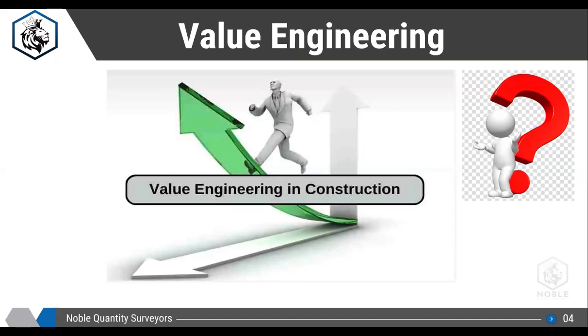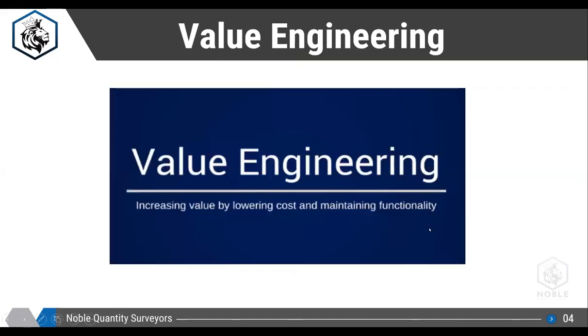So many answers. Good. So actually, value engineering is a combination of three things. The first one is increasing the value. The second is lowering the cost. The third one is maintaining the functionality. So it's a combination of three words. The first is increasing the value.